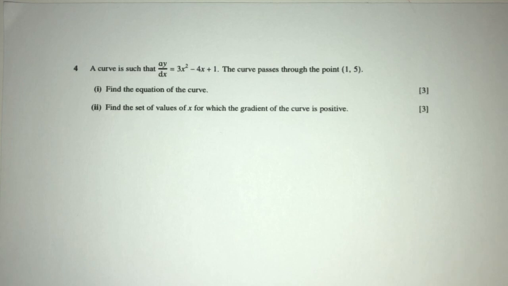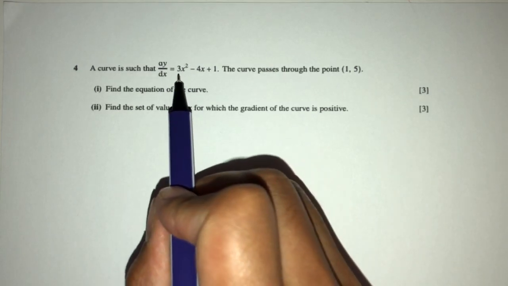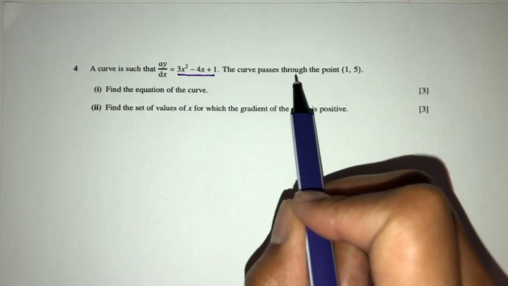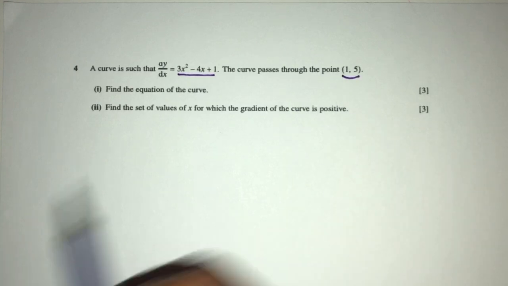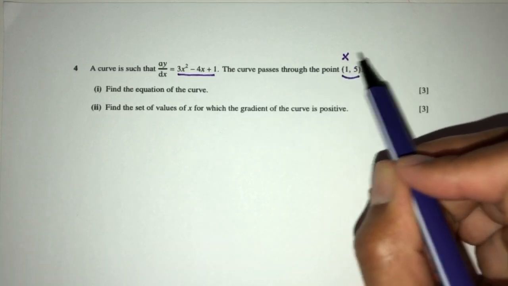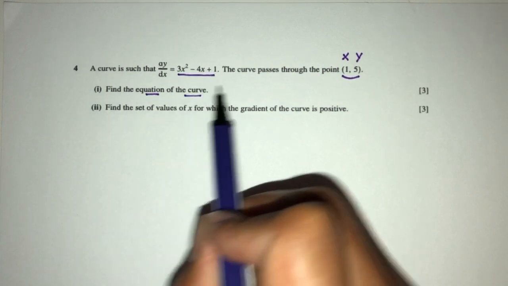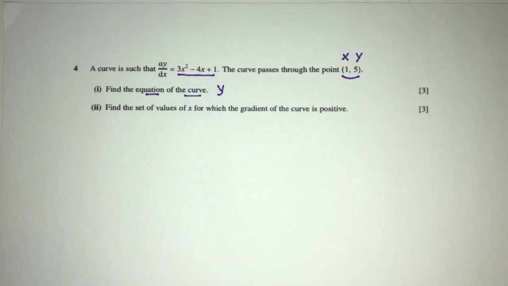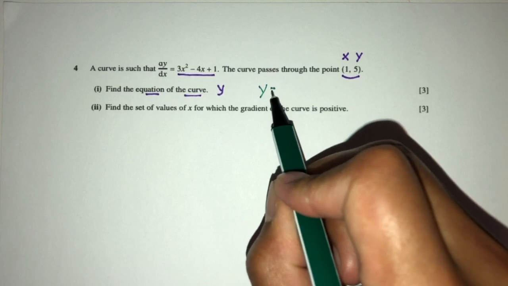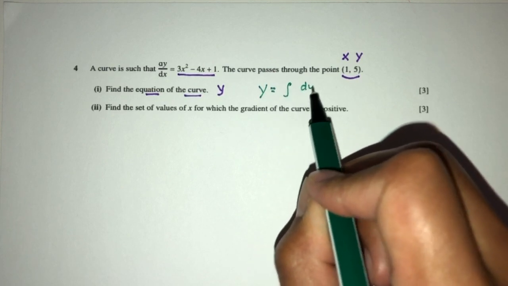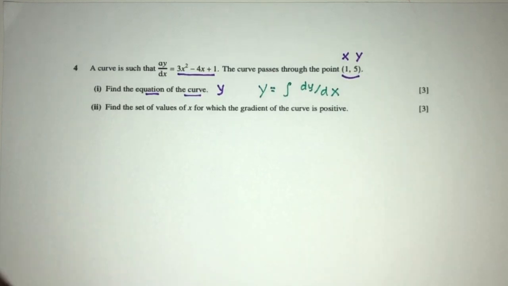A curve is such that dy by dx is given to you by this. The curve passes through the point 1, 5. Okay, this is the passing point. This is my x value and my y value. Now we have to find the equation of a curve, so we have to find the y for that curve. The equation of a curve is basically y. Now, to find y, we have to integrate dy by dx, because integration is the reverse process of differentiation. So that's what we have to do.